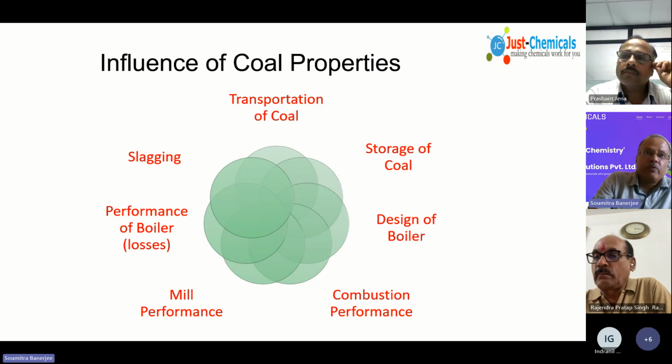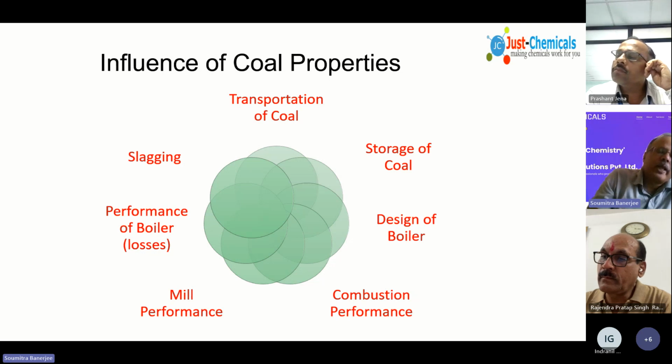Mill performance, if you have mills, then mill performance also will depend on the coal property, especially its hard groove index. Then the performance of boiler and losses due to moisture in the fuel, losses due to moisture formed out of hydrogen in the fuel, and finally the slagging and fouling index. Sometimes it slags in the bottom itself, and sometimes it slags at the topmost area where the highest temperature exists with the ash.